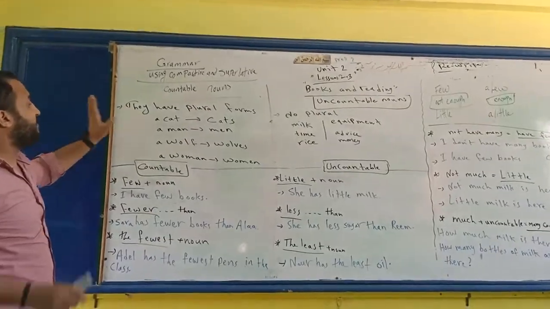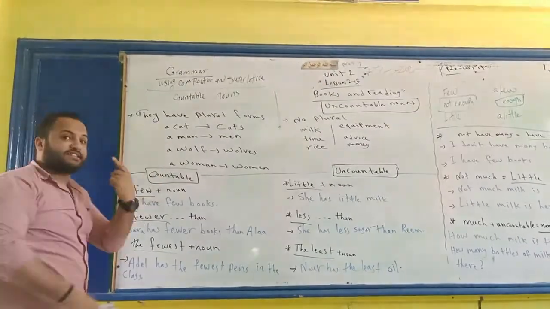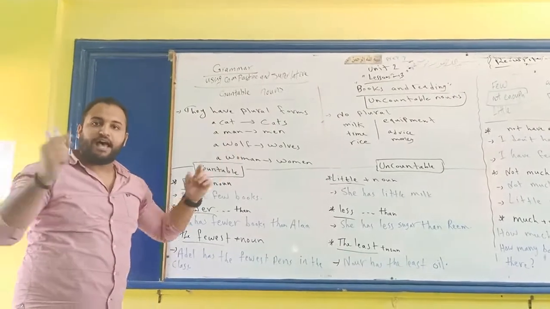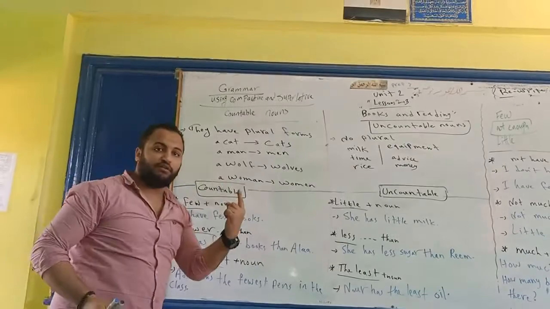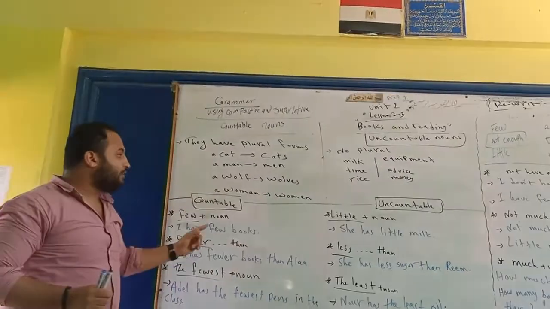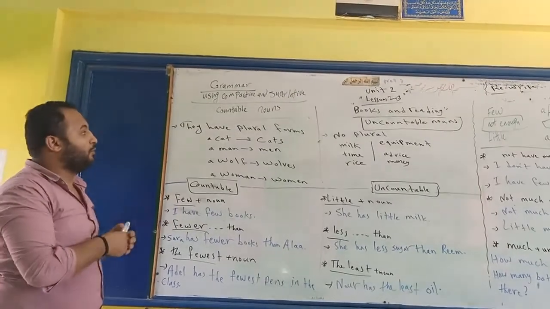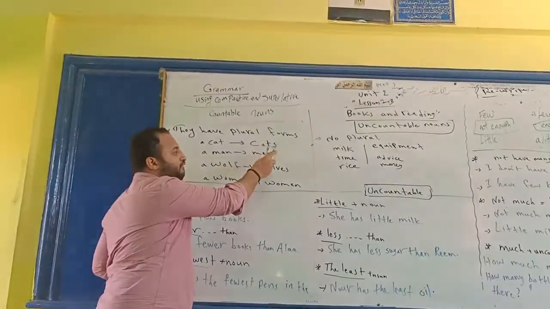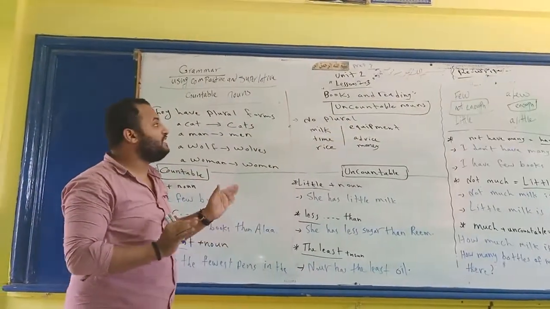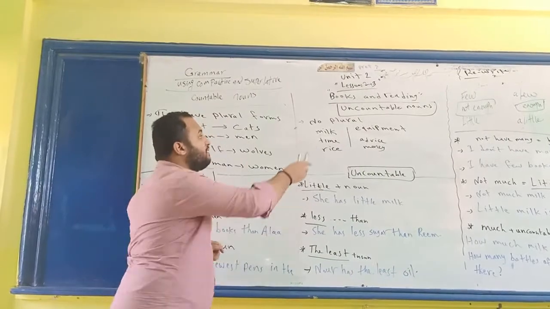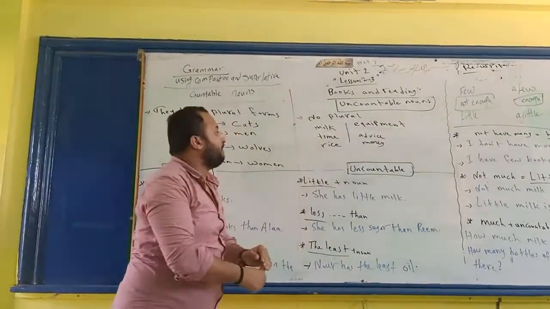Countable nouns mean they have plural forms. For example, a cat, cats, a book, books, a man, men, a wolf, wolves, a woman, women. Okay? So these nouns are countable. Why? Because they have plural forms. What about uncountable nouns? Uncountable nouns have no plural forms. For example, milk. Can I say milks? No. So it's called an uncountable noun.